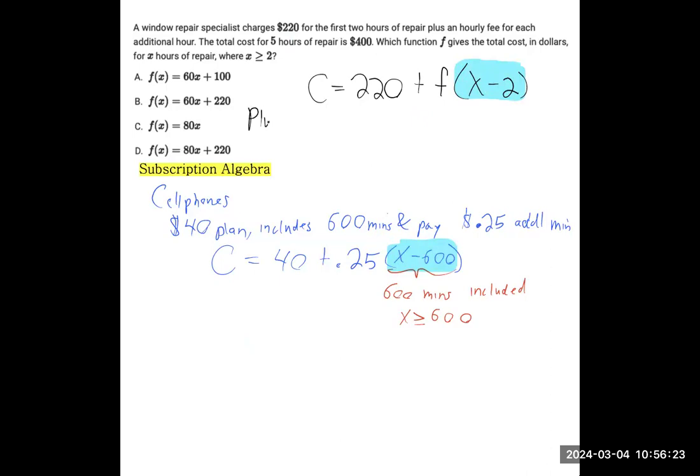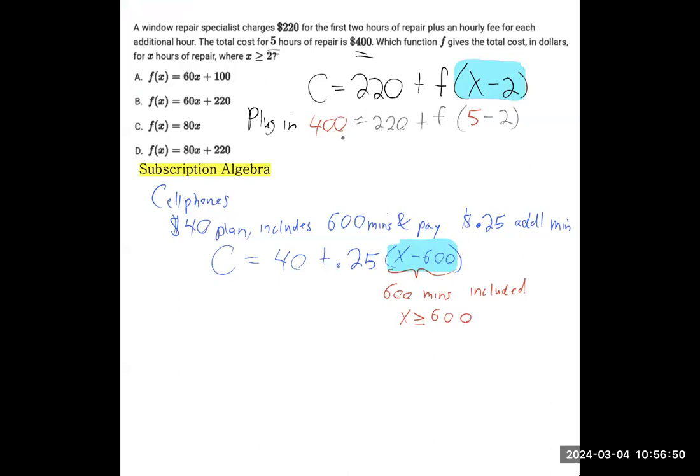So we're going to plug in the 5 hours for $400. So we're going to put the 400 right here, and the number of hours in this situation is 5. So we're going to go ahead and solve that out. So 400 equals 220 plus F times 5 minus 2.